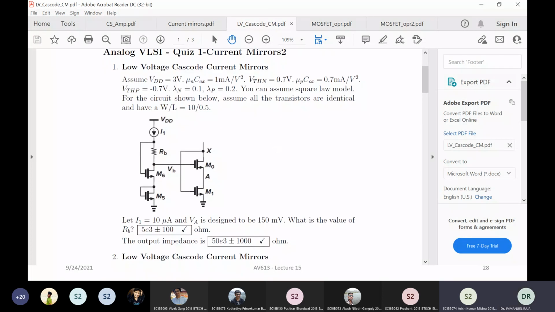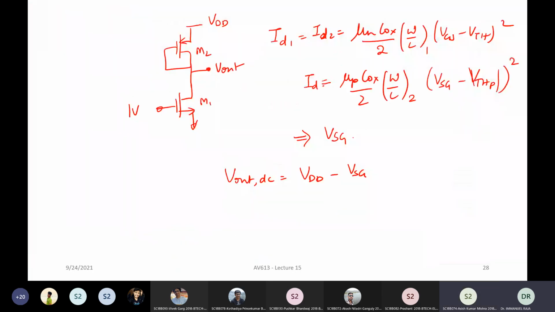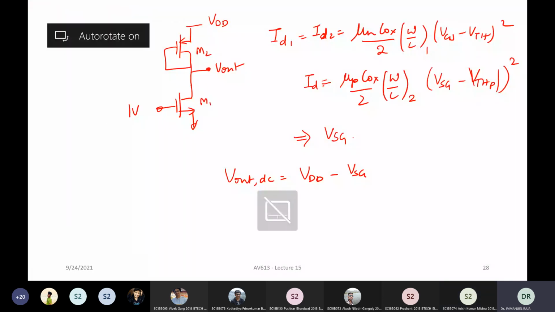Sir, here, can we say that this is a current mirror? This is a cascode current mirror. Okay, how do you know that? So the thing is, this is the bias generation for your cascode current mirror. So this Vx will basically go, and maybe if I just draw this here, it will be easier.